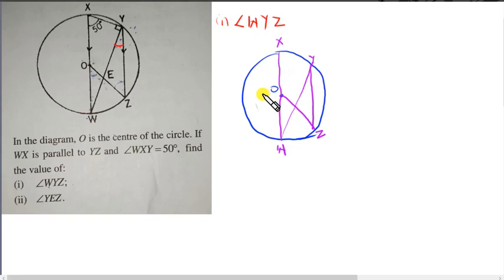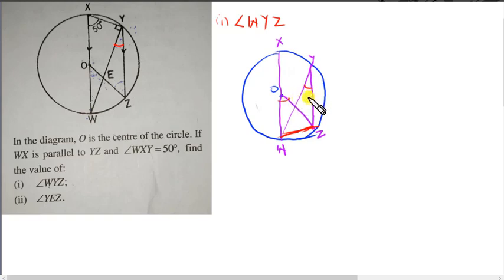All right, what I want to say is that the angle we are finding is WYZ, which is this angle WYZ. So WYZ is formed by which chord? If you look at the lines, the angle is formed at the point Y, from Y to W, then from Y to Z. This angle is formed by the chord WZ. So this tells us that we can find the angle WYZ if we know this angle.